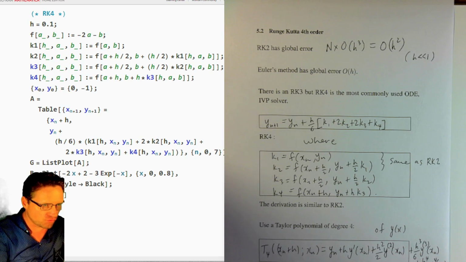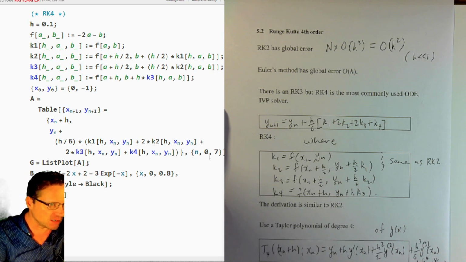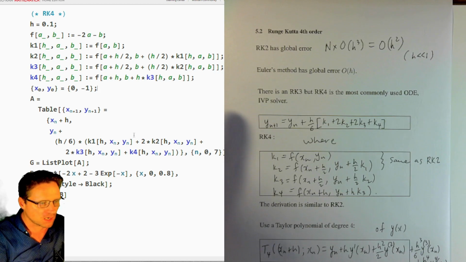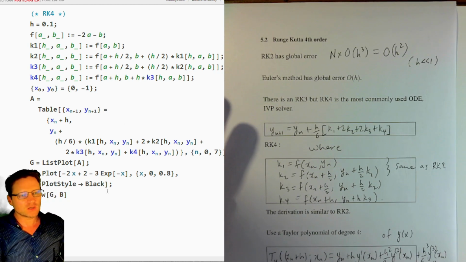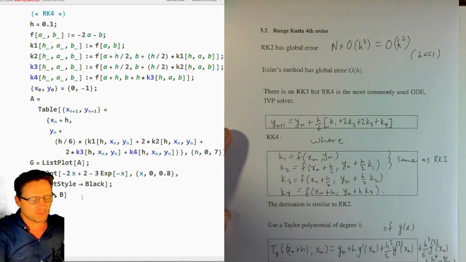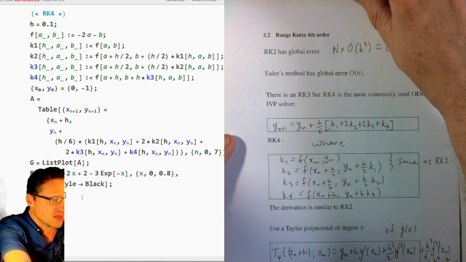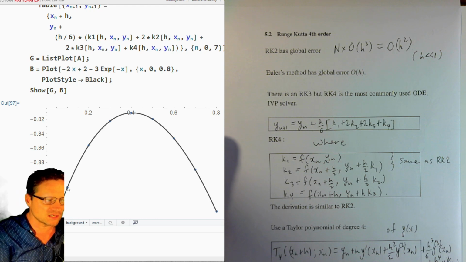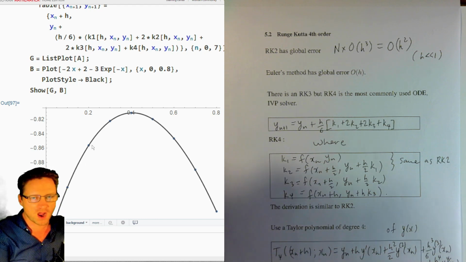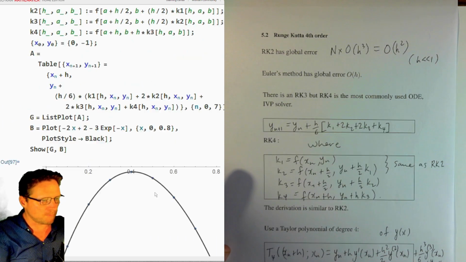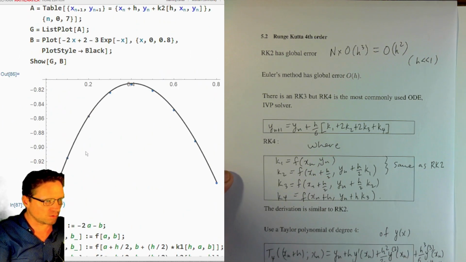Okay, so I have written this up in Mathematica. So you can see the K3 and the K4 are blue, so I haven't run this yet. It's the same differential equation or initial value problem as we've solved using the other methods, but this one's RK4. So let's run this now. Okay, and so with the same step size, you can see that these dots look like they're right on top of the analytic solution. So this appears to be much better than what we got with the others here.